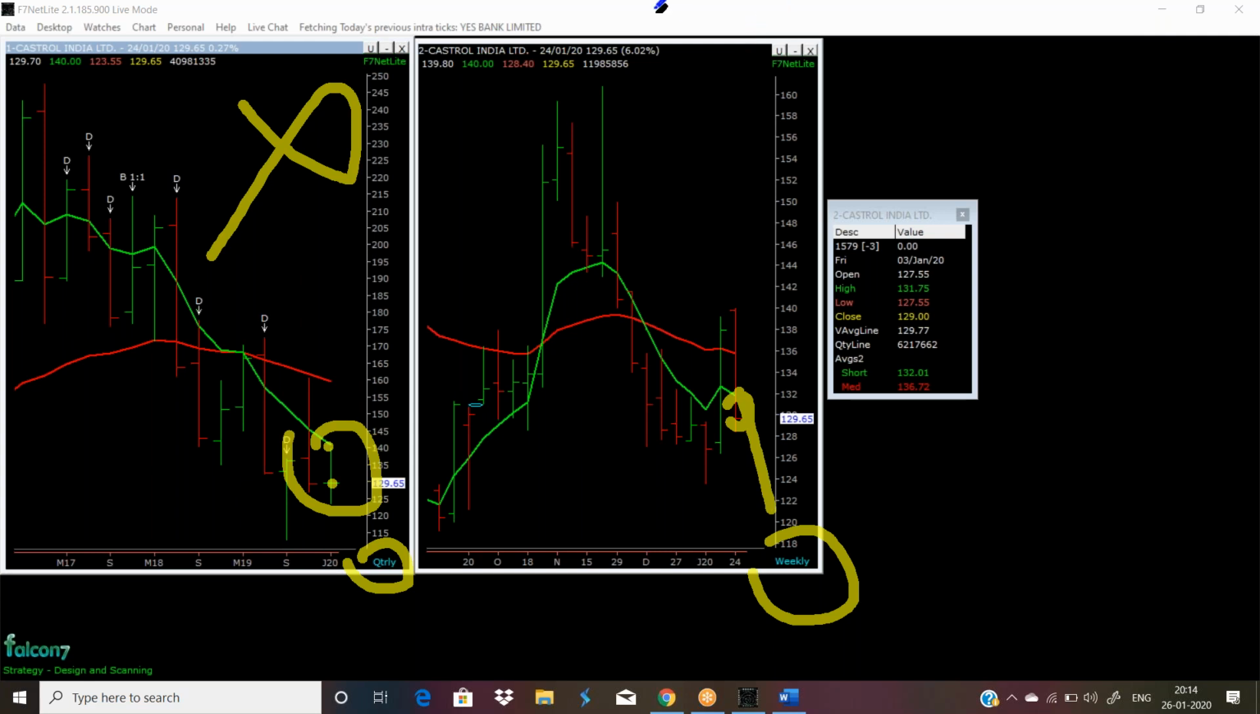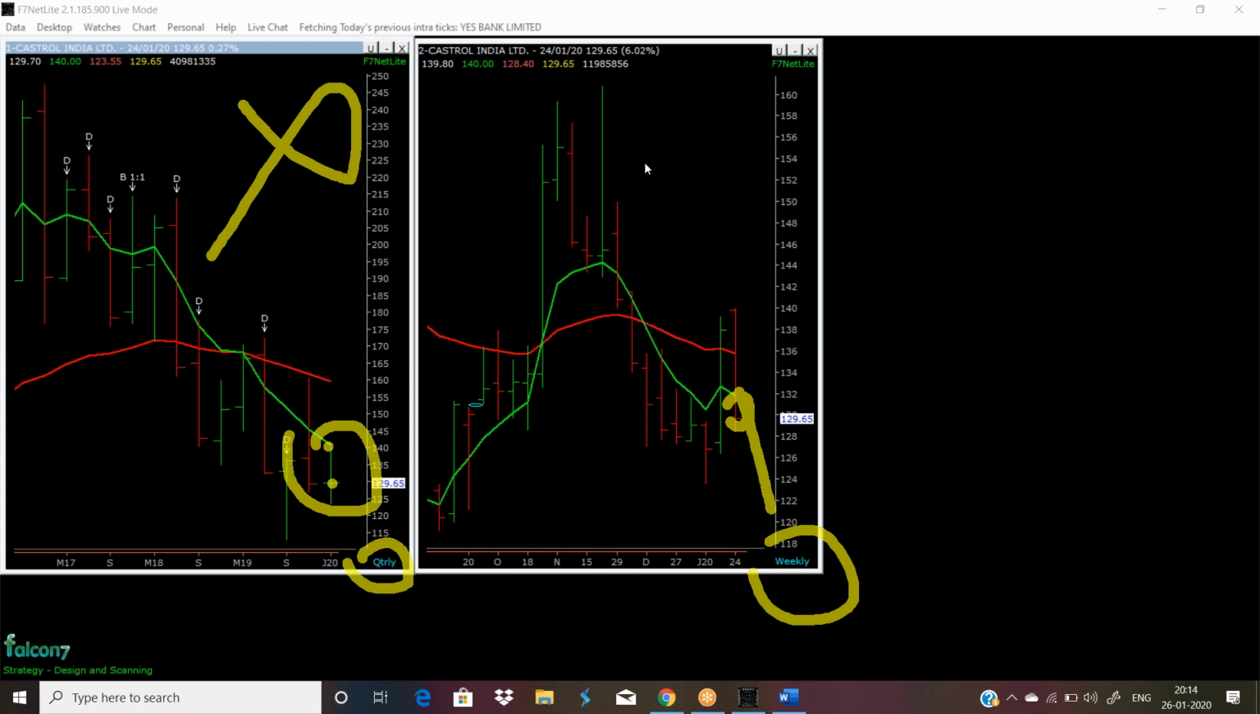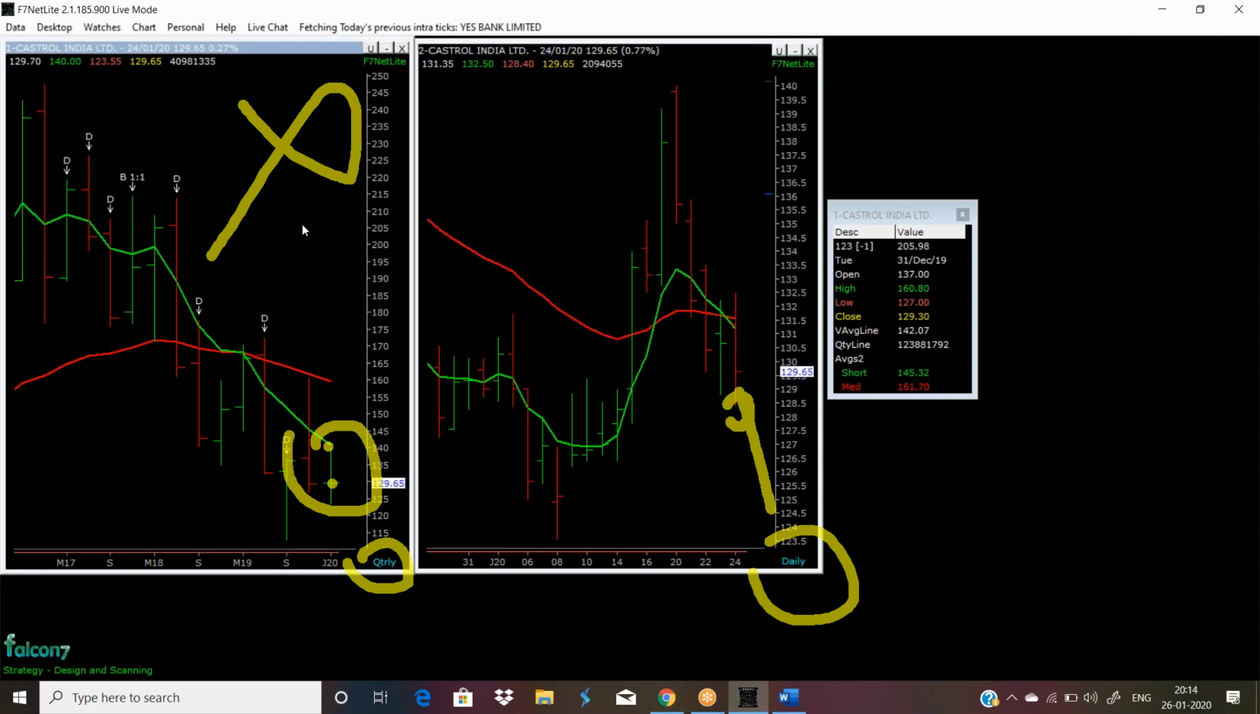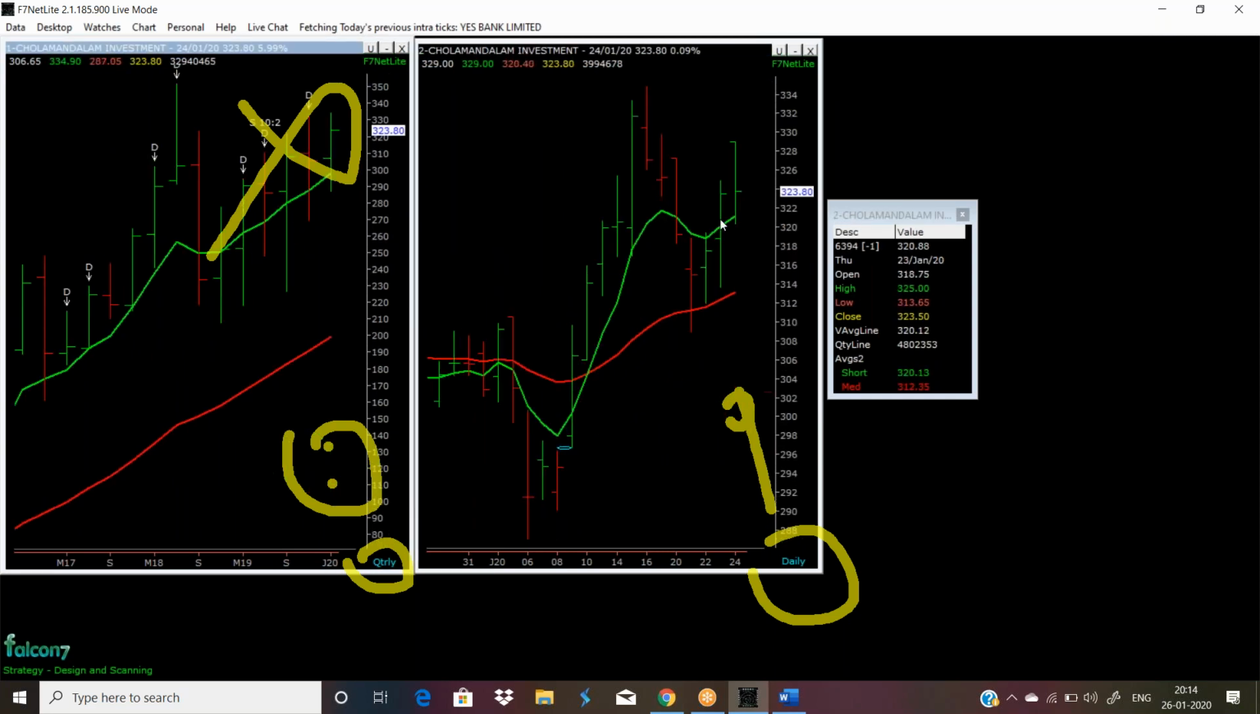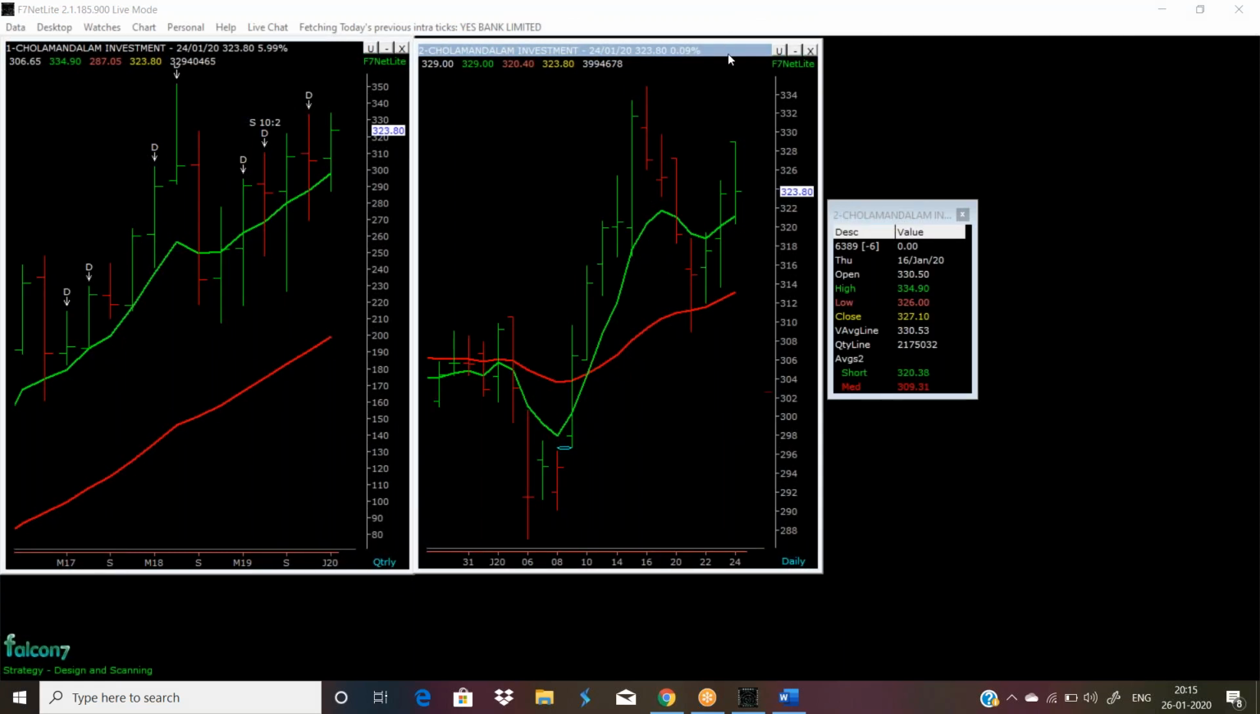So you can find which are the stocks going to rise tomorrow. That list you can make. Go to daily chart and check all the charts. Here this stock is going to rise, because in quarterly chart close is above E6, and daily chart also the close is above E6.